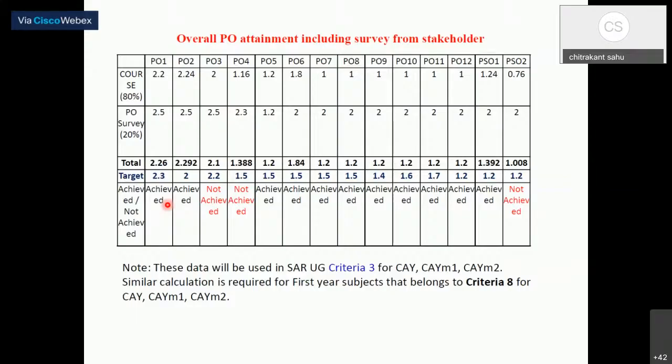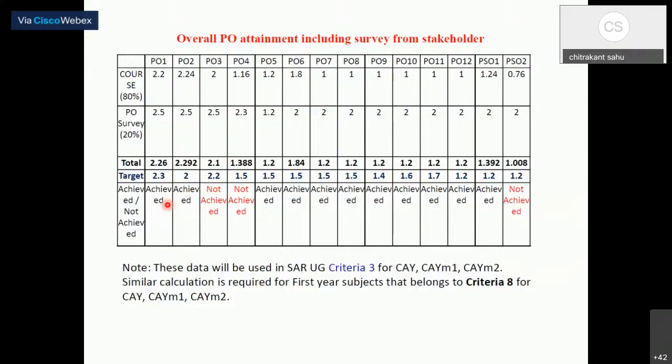gaps remaining. Okay, so like PO 3 is related with the design investigation. So maybe some courses have less impact on the design investigation. So next year you can plan more courses on the design investigation, or some extra lectures by the experts. Those courses are correlated with the design levels.